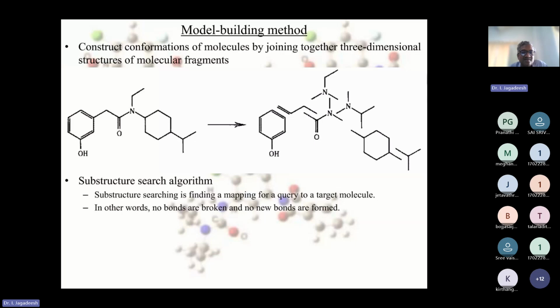In substructure searching, it is finding the mapping of the query to the target molecule. In other words, no bonds are broken and no new bonds are formed, and we look at the fragments. Where we get clarity, we take a decision to make the conformation of that particular fragment with respect to the molecule, which will meet our requirement in the near future. This is the molecular building method.